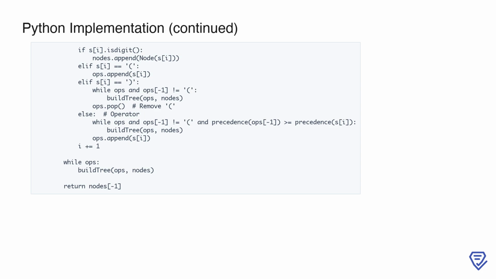When an operator is encountered, we compare its precedence with the top operator on the ops stack. If the operator at the top has higher or equal precedence, we repeatedly build subtrees until this condition no longer holds, then push the current operator onto the stack. The loop continues to the next character in the string. After processing all characters, we ensure all remaining operators in the ops stack are resolved by building subtrees until the stack is empty. Finally, the root of the fully formed binary expression tree is the last remaining node in the node stack, which we return as the result.